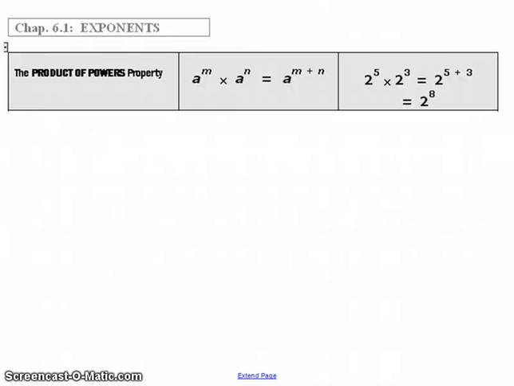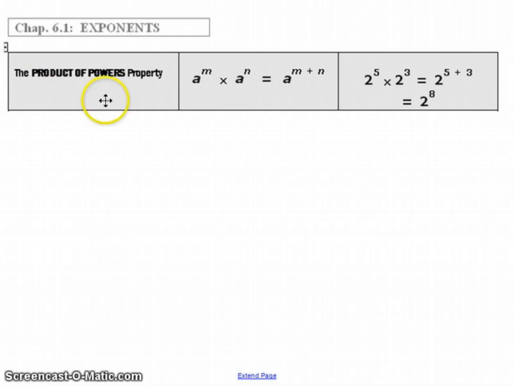Hello, Algebra 2. This video lesson goes over the first part of Chapter 6.1. The chapter goes through all of the various rules you'll need to know about working with exponents for the rest of the year. And I'm going to break this into two videos because it is a long list of rules.